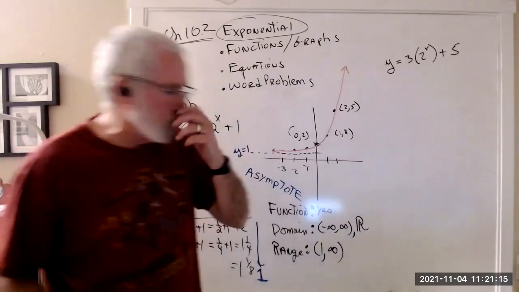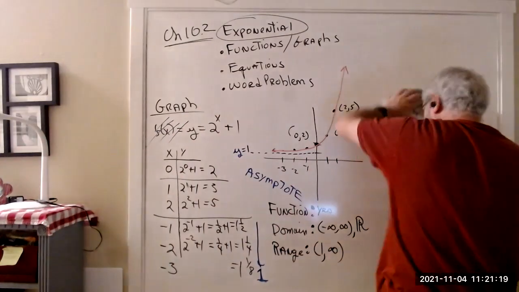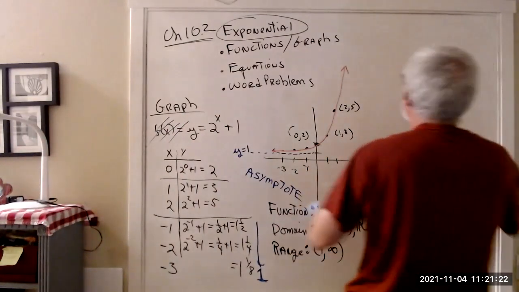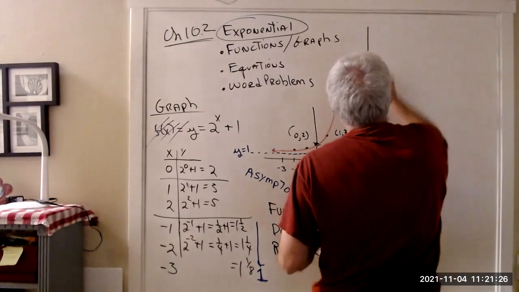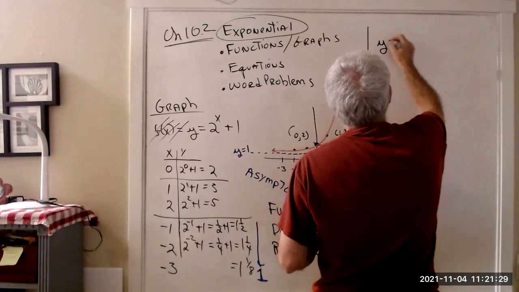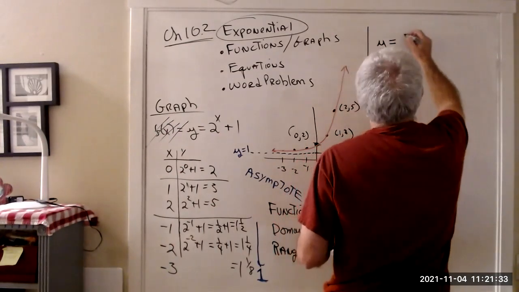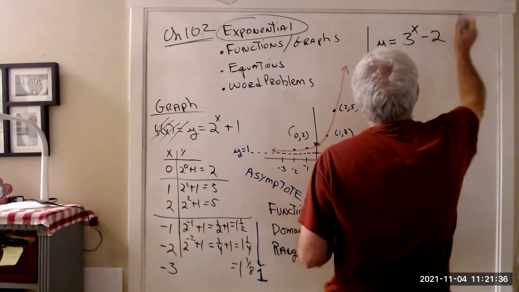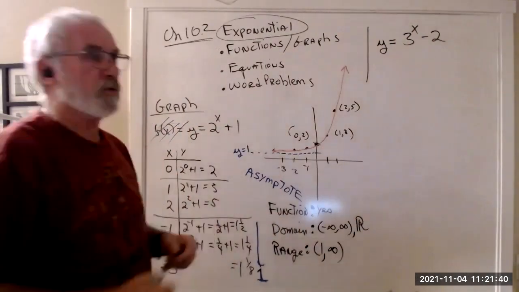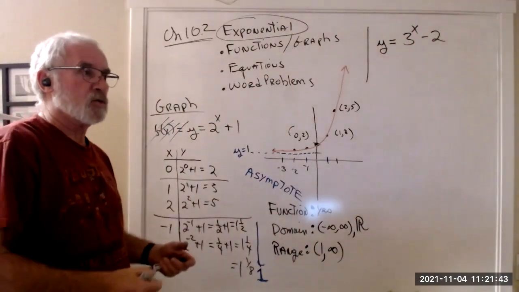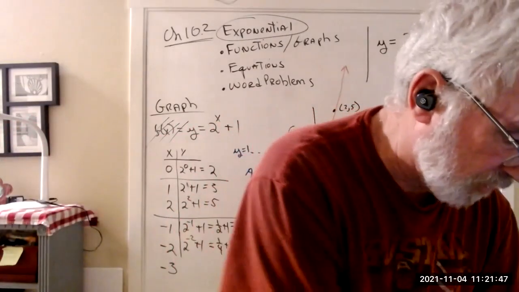Okay, I want you then to do this problem. I'm going to have to erase this because I wrote too big. But I want you to graph y equals 3 to the x minus 2. Take a second to graph y equals 3 to the x minus 2. Okay, and then give me the domain, range, and is it a function?